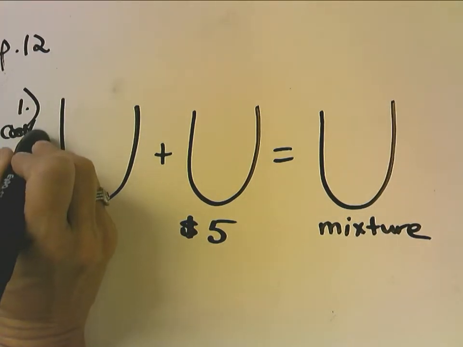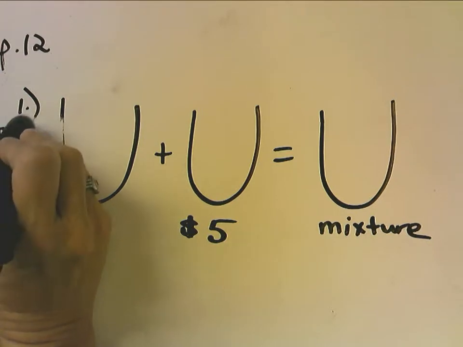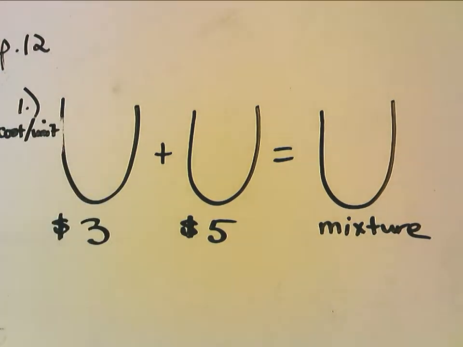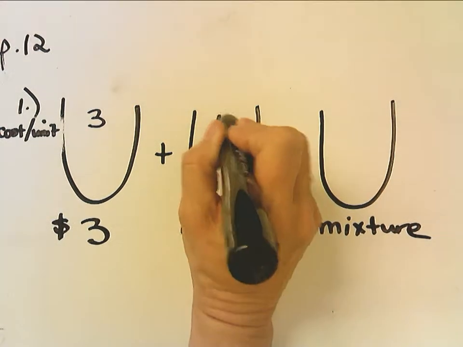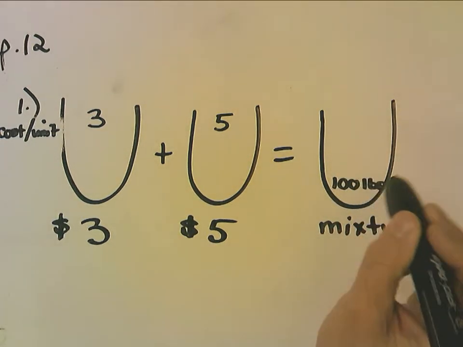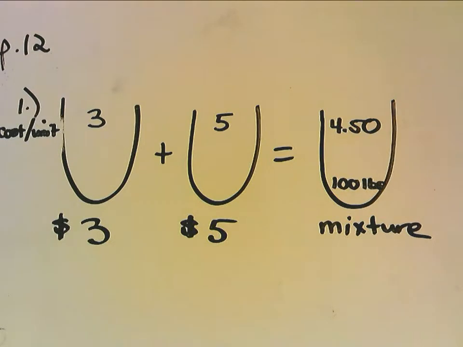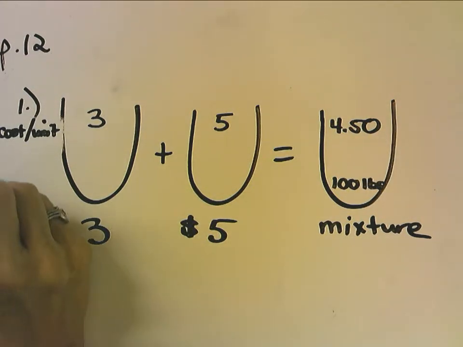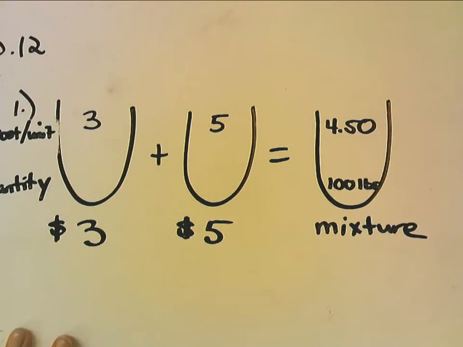Now, two things I'm going to put in the beaker. One is the cost per unit. I'll rewrite that so it's clearer. Cost per unit. Now, the cost per unit of $3 coffee beans is $3. The cost per unit of $5 coffee beans is $5. It tells us the two types are to be mixed to create 100 pounds of a mixture that will sell for $4.50. So the cost of the mixture is $4.50. Okay, so this is the quantity down here, where the top row is cost per unit, the bottom is quantity.